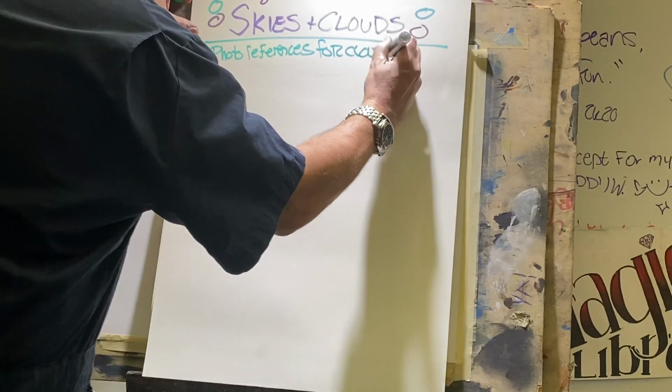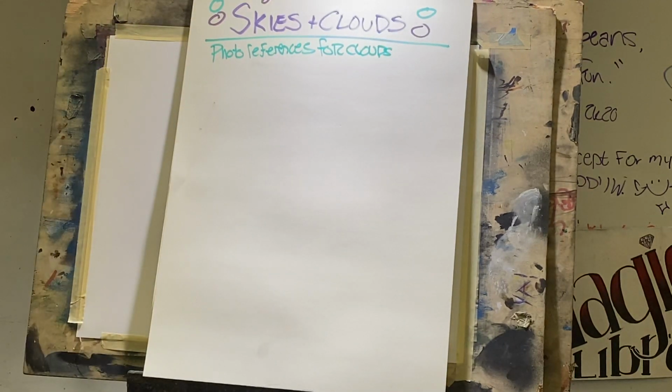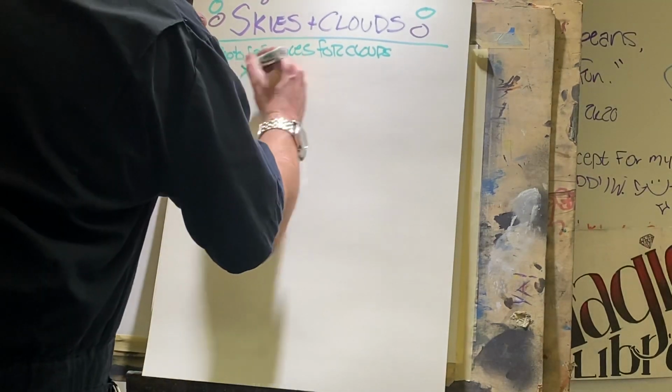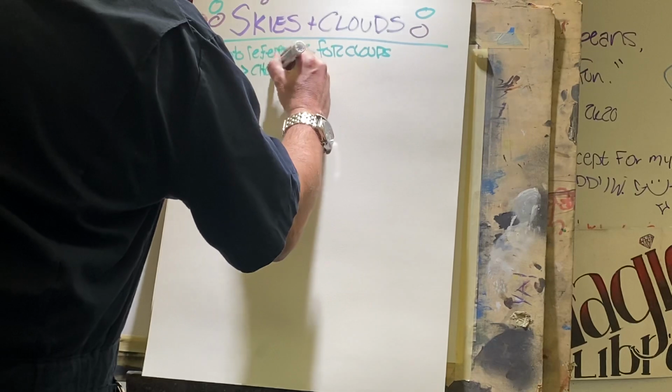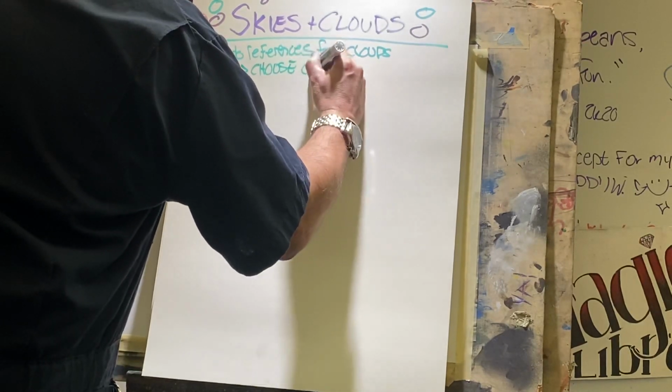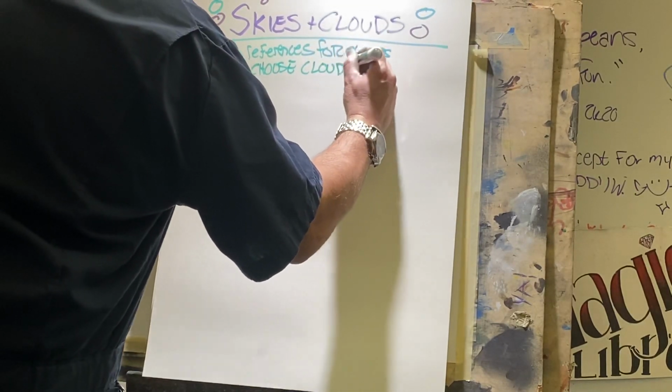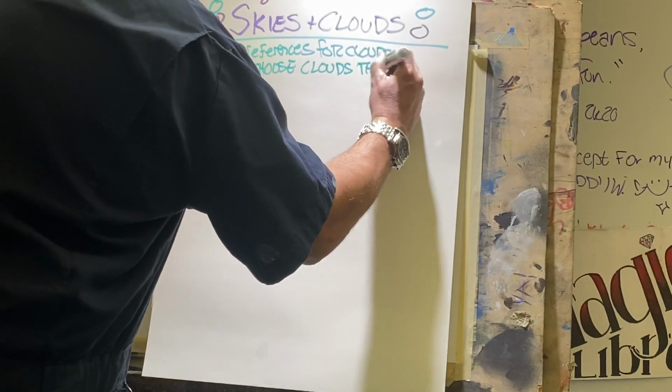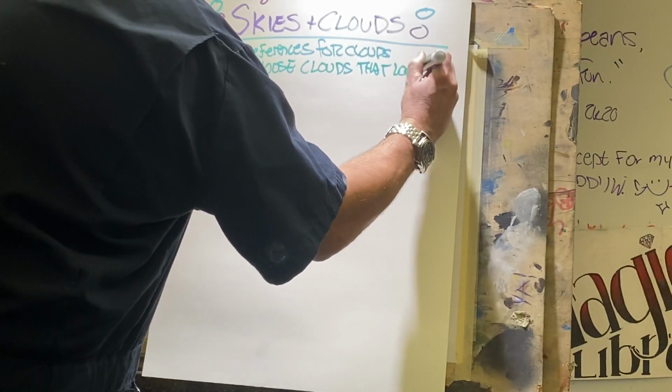Now, when you're doing the clouds, if you Google clouds, a lot of times people take photographs of clouds that don't look real. They look like super trippy, or they look like tornadoes or big bombs or explosions. So with this, choose clouds that look real.